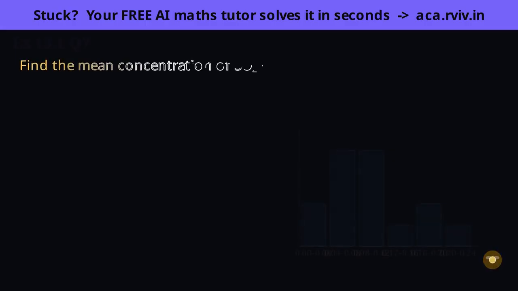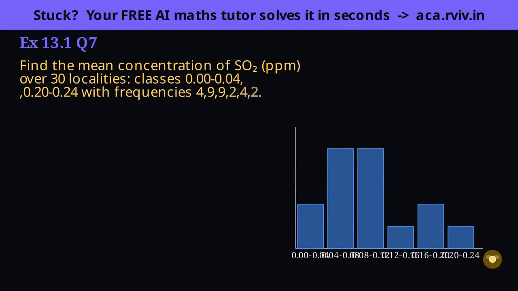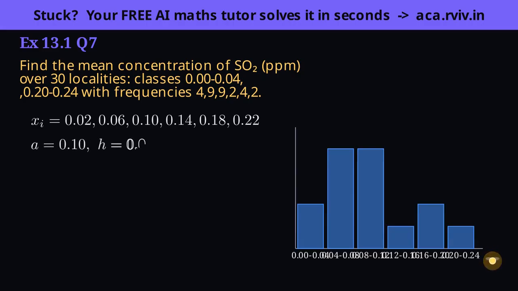Tiny decimal classes: dividing by the width clears the decimals into clean integers. This time the class marks are awkward little decimals like 0.02. Multiplying decimals by frequencies invites mistakes, so step deviation is ideal. Dividing by the width will wipe the decimals out entirely. First the class marks: 0.02, 0.06, 0.10, and so on. Assumed mean 0.10 in the middle, with h equal to 0.04.